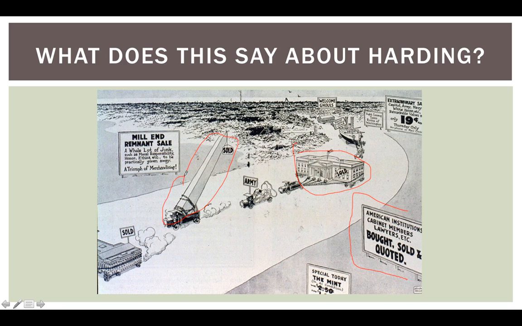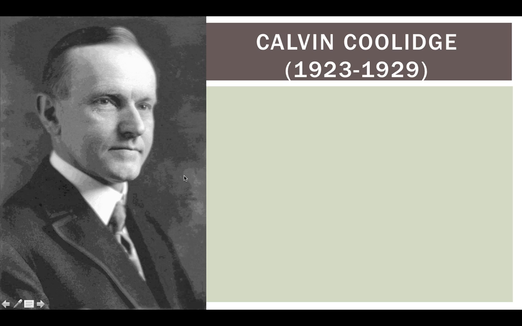So when Harding, in all the corruptness that he had in his White House, passed away from a heart attack in 1923, we have Calvin Coolidge become president. Calvin Coolidge is known as Silent Cal because he didn't really talk a whole lot. He did sleep often, and there are two stories about Silent Cal that I wanted to share.